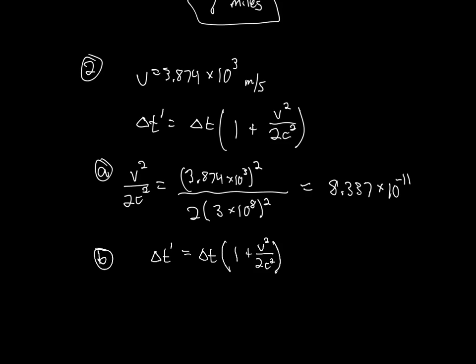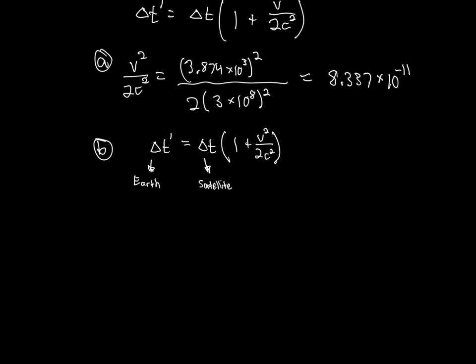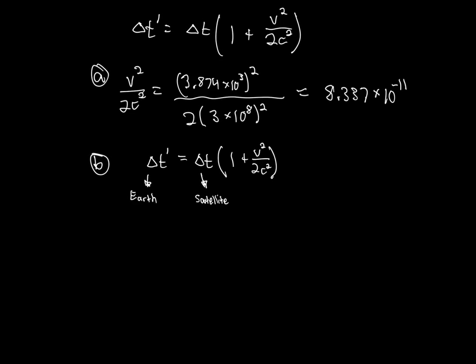What you could do is that delta t prime, and they tell you this in the problem itself, delta t prime is a clock on Earth. Delta t is a clock on the satellite. They want to know what kind of time do you read in a clock on Earth if you let the clock on the satellite run for 24 hours? How many seconds of difference do you get? So how would I do that?